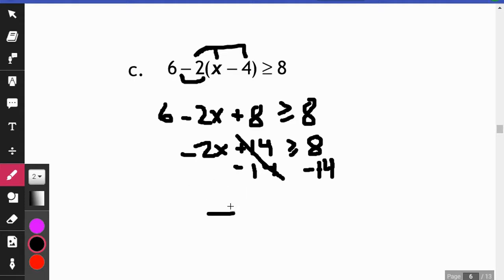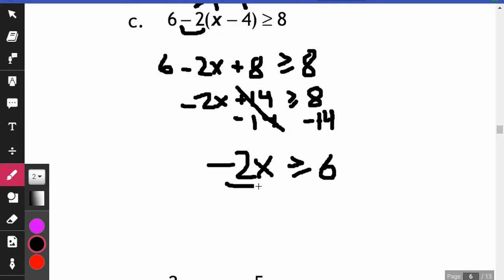And I end up with negative 2x greater than or equal to 8 minus 14, which is 6. Whew. And so I want to get rid of the negative 2, so I'm going to divide by negative 2.